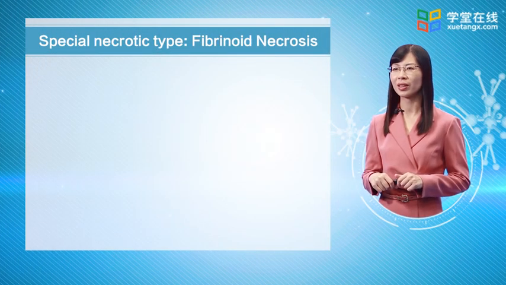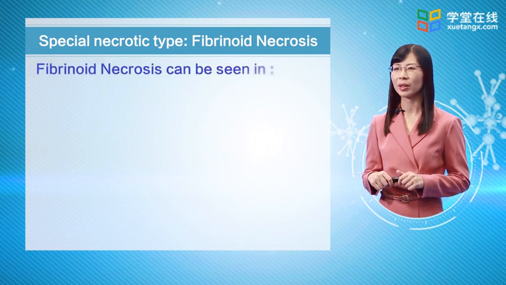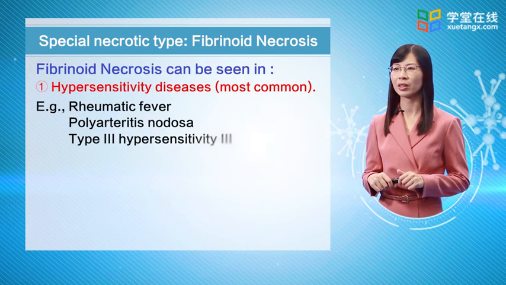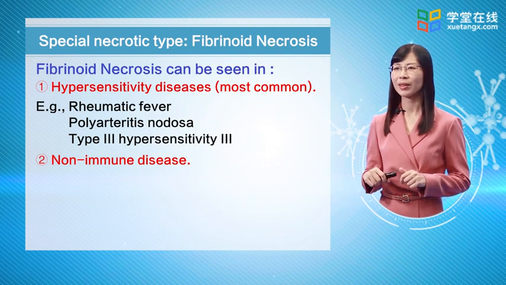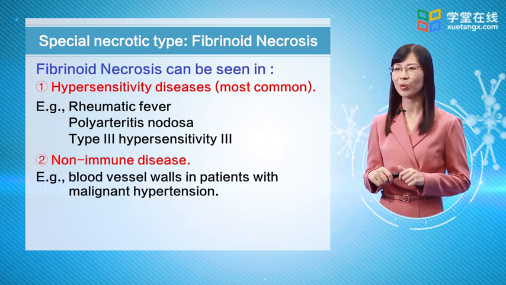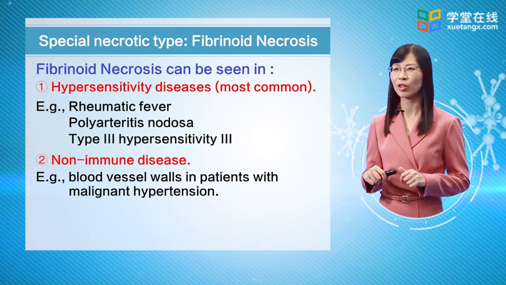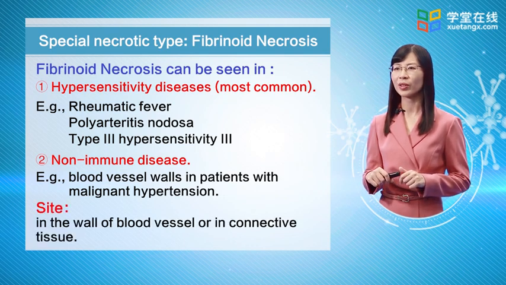Fibrinoid necrosis is a special type of necrosis. It can be seen in hypersensitivity and non-immune disorders. This form of necrosis is usually seen in immune reactions involving blood vessels. The site of necrosis can be the wall of blood vessel or in the connective tissue.